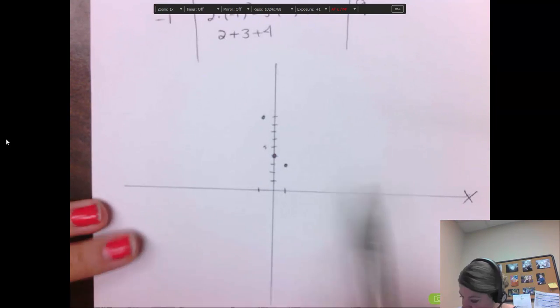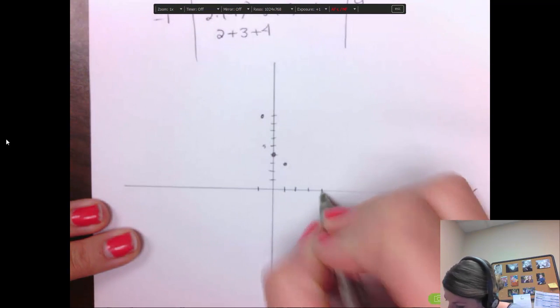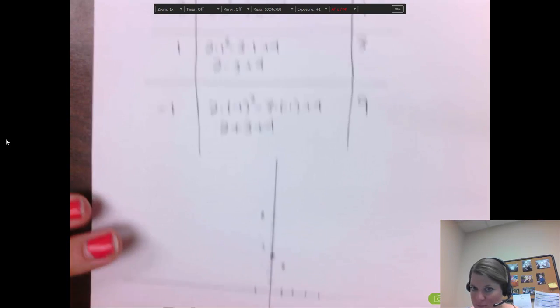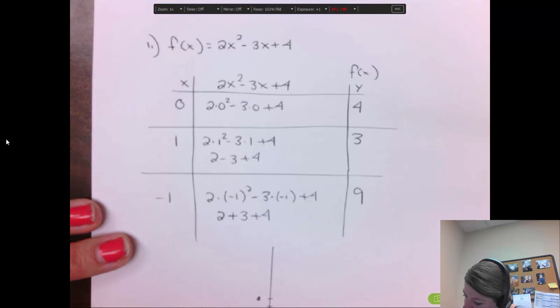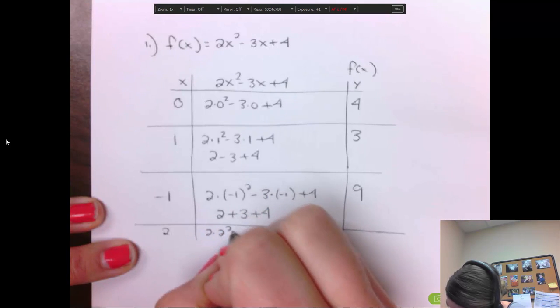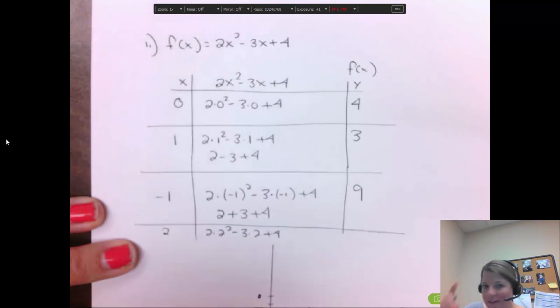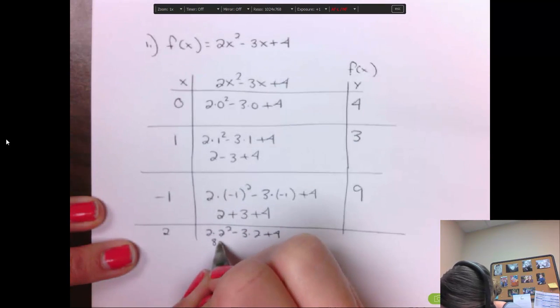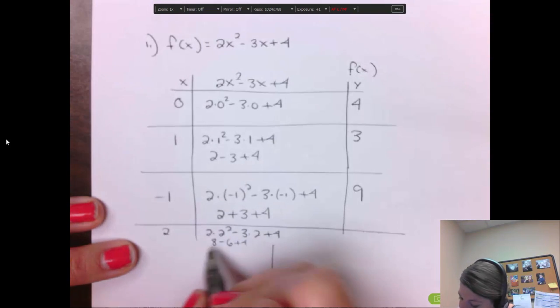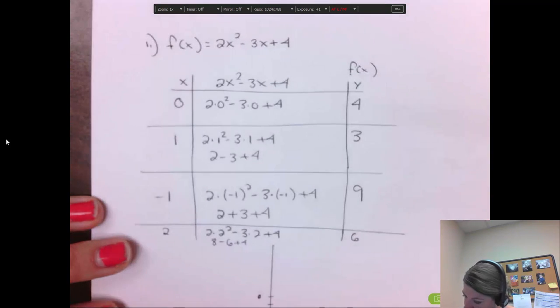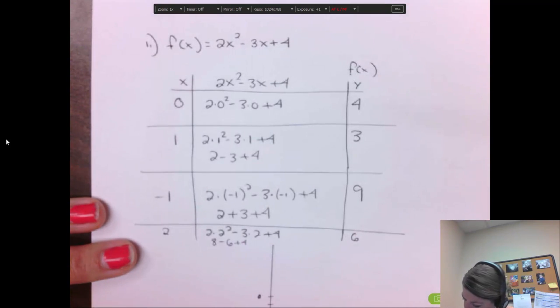So maybe we should try putting in 2, 3, or 4, something like that. So let's try 2 next. I didn't leave myself room, but that's all right. We'll just put it here. So if I put in a 2, I would get 2 times 2 squared minus 3 times 2 plus 4. I have to start seeing where it goes back up, right? That's what I'm looking for. So 2 squared is 4. 4 times 2 is 8. 3 times 2 is 6, so I have minus 6 plus 4. 8 minus 6 is 2. 2 plus 4 is 6. Hopefully I got that right. So at 2, we're back up at 6.